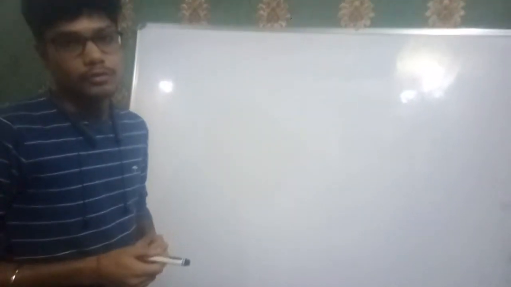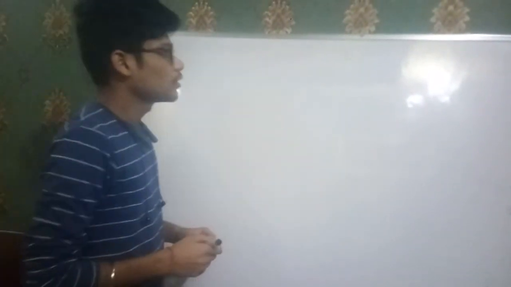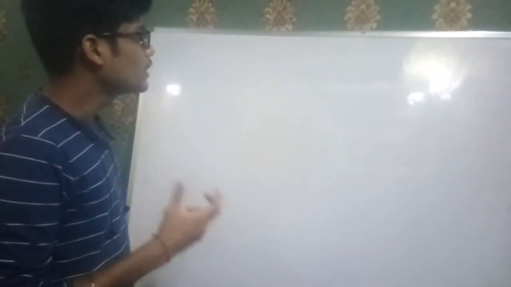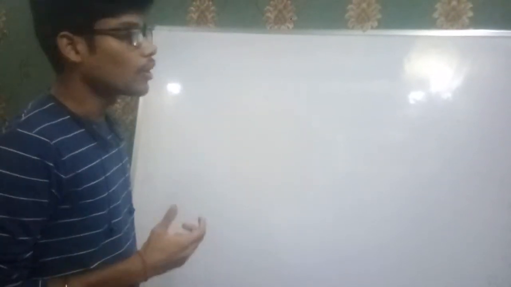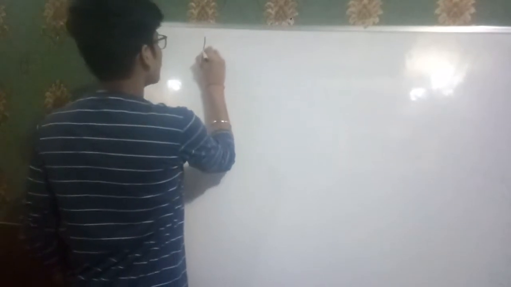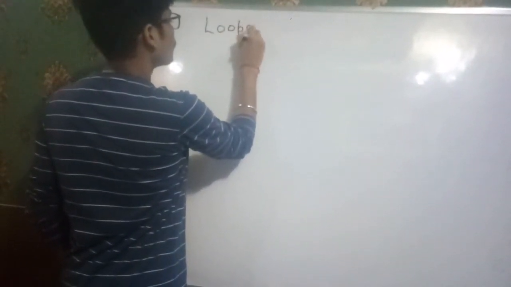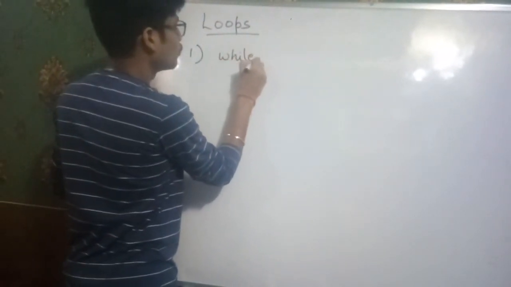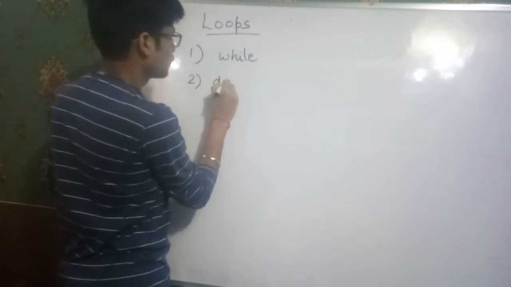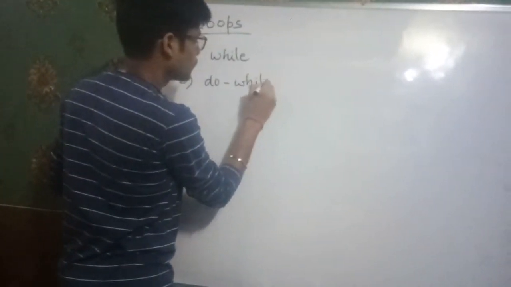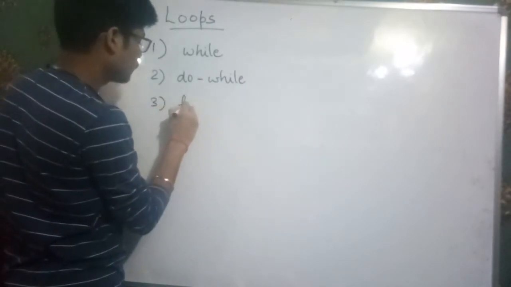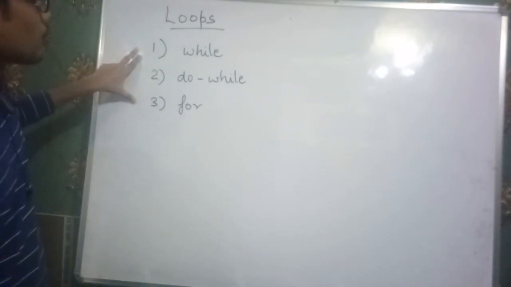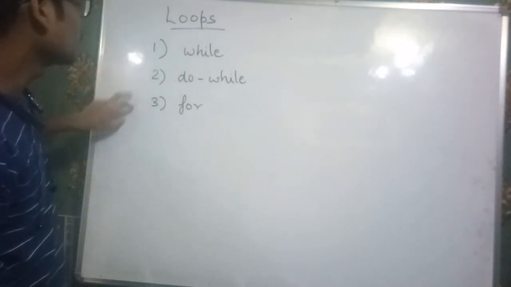We will discuss loops, because for writing any code or implementing any condition, we need to know what loops are and how they are implemented. Basically, we have three types of loops: while loop, do while loop, and for loop.